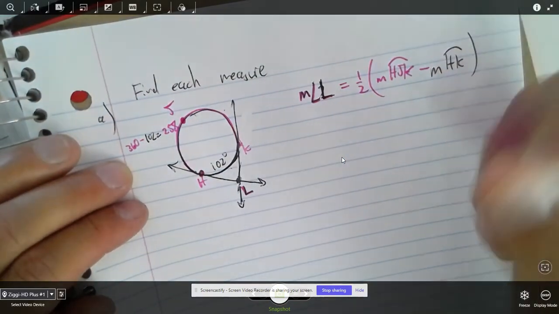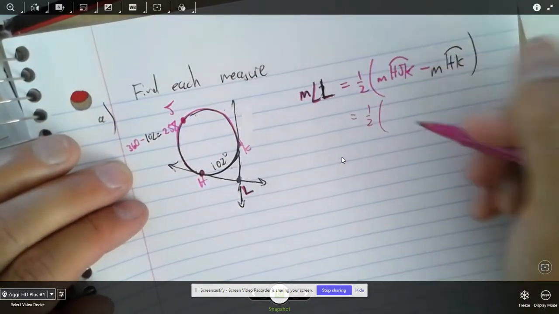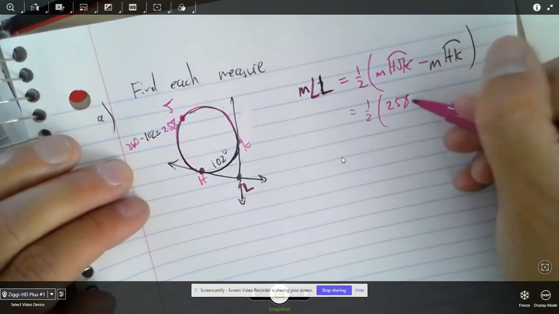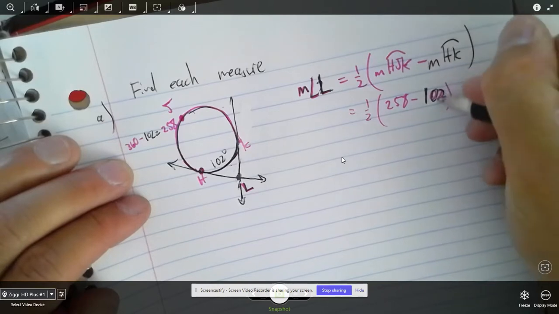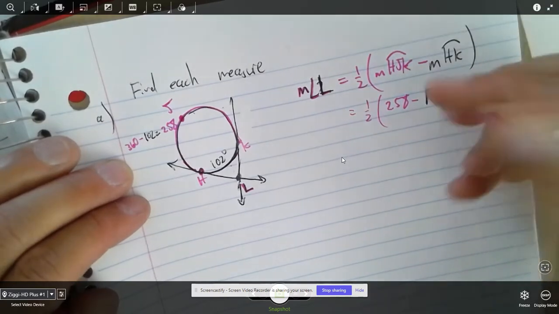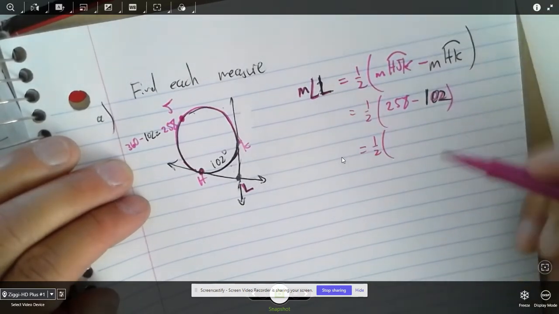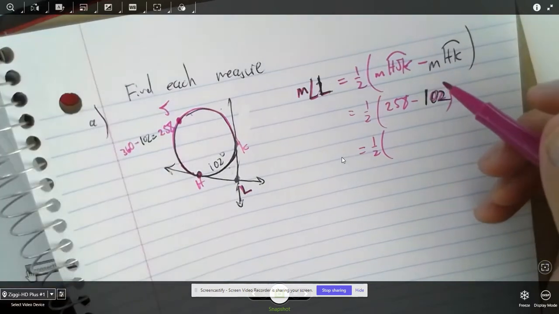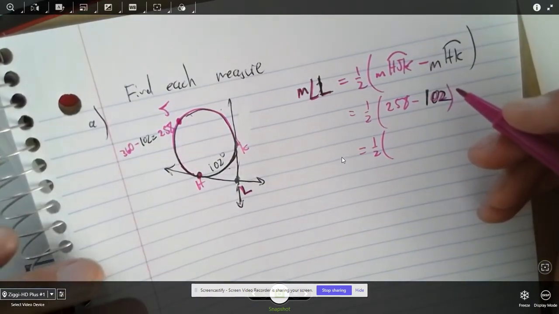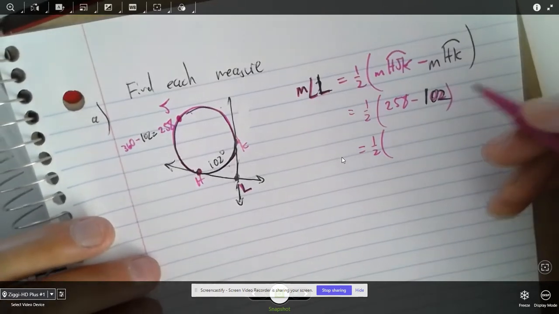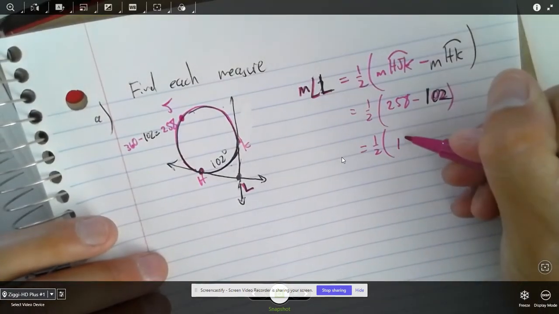So that should be 1/2 times 258 minus 102. Sorry, that should have been color coded to be 102. And let's say that is 1/2 times, what is that? I just gotta do it in my head. That I believe is 156. Am I right? Yeah, 156.